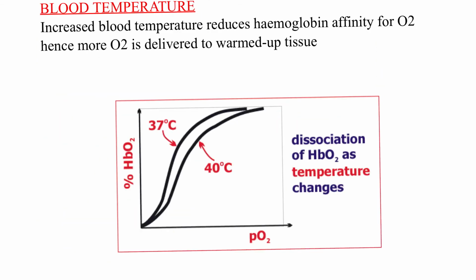And this graph is just showing you what we were talking about earlier, about how changes in temperature will affect hemoglobin's affinity for oxygen. So we can see at higher temperatures the curve is shifted to the right, and at lower temperatures the curve is shifted to the left. So we can see that at higher temperatures, hemoglobin's affinity for oxygen drops. So increased blood temperature reduces hemoglobin's affinity for oxygen. That means that it unloads oxygen more readily at the tissues.